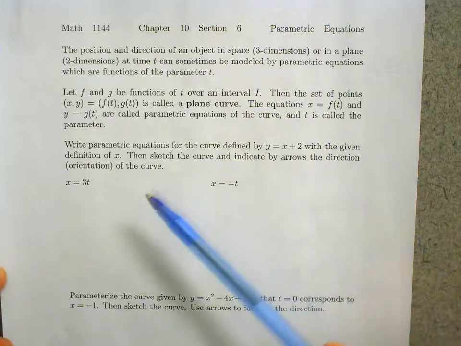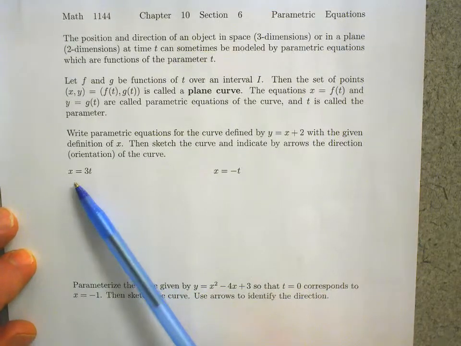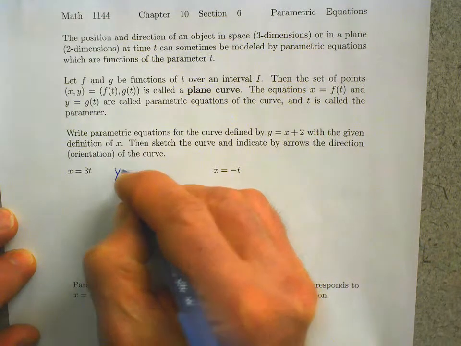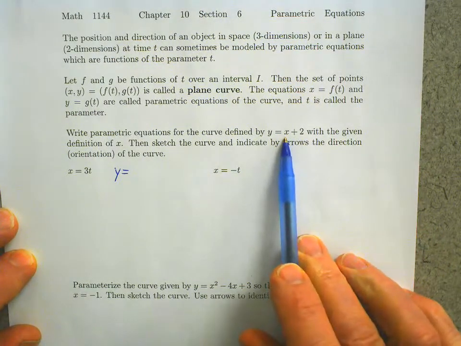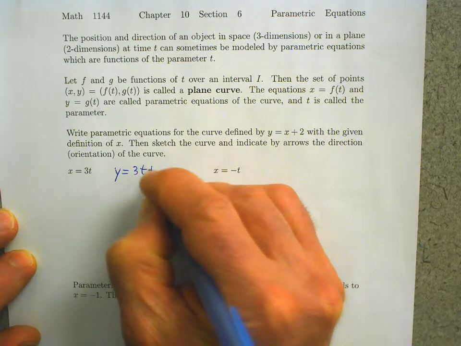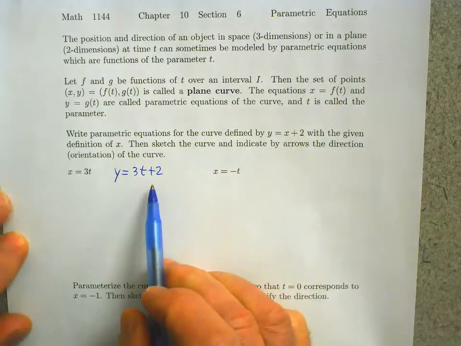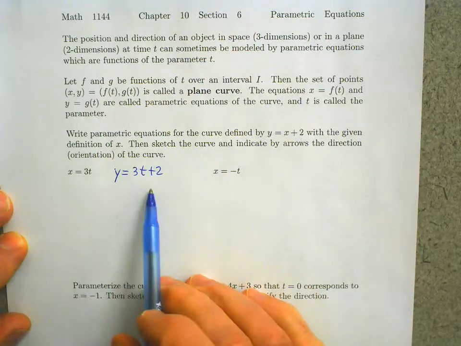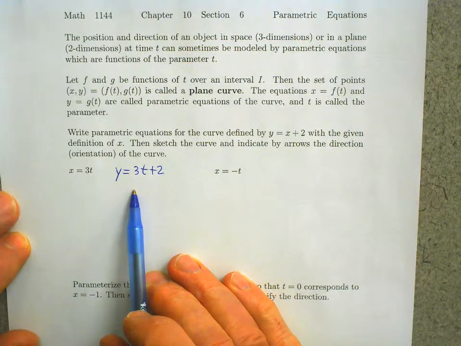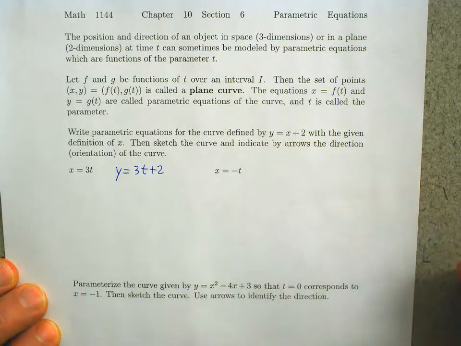Okay, but we're going to write parametric equations. First, if x equals 3t, then we replace x in this equation with 3t. So y is equal to 3t plus 2. Then we're going to sketch the curve based upon these parametric equations. And as you'll see, there will be an orientation or a direction.